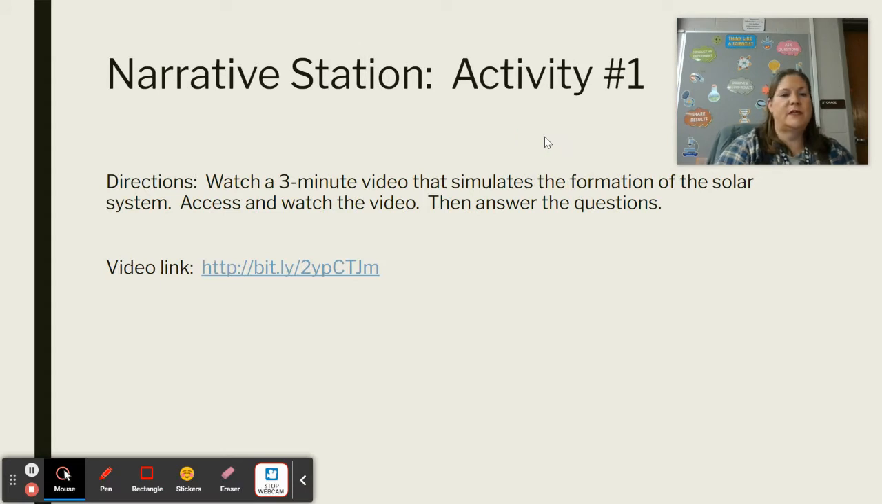The second station is the narrative station. You are going to watch a video and answer some questions. So the video is at this link. If you need to go out and open it in a separate link, you can, but I'm going to try to play it in here.